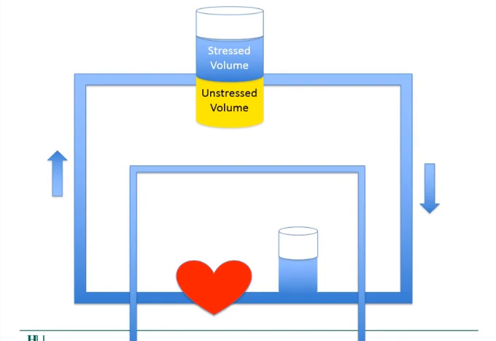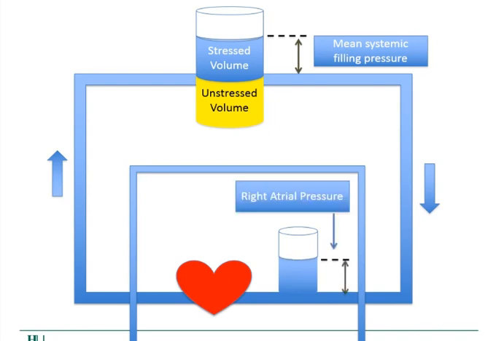Because, and I apologize for the simplicity of this cartoon here, if I understand the concept of volume that is distributed in unstressed and stressed volume, and I know that I have a pressure here, which I described as the mean systemic filling pressure, then in order to have a venous return from the peripheral circulation to my heart, and if I look at this as my right atrial pressure and therefore as my CVP, I do understand that a good heart works to maintain the CVP as low as possible.